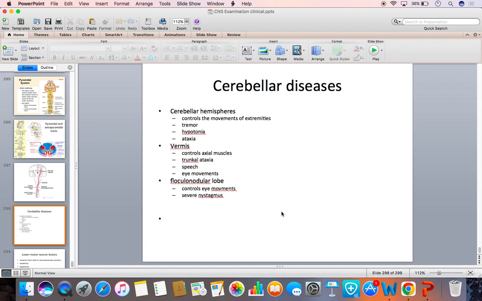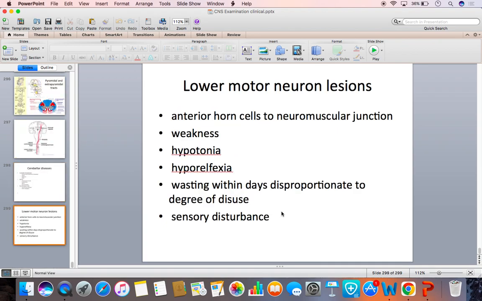Then the vermis controls the axial muscles. A lesion in the vermis results in truncal ataxia. You see, if the patient is asked to stand erect or sit erect, he cannot sit erect, he falls down. Then there will be dysarthria and abnormal eye movements, that is nystagmus, cerebellar nystagmus. If the nodular lobe is affected, there are disturbances in the eye movements and severe nystagmus. These are the features of cerebellar disease. Besides, dysdiadochokinesis and dysmetria, which I told you already.